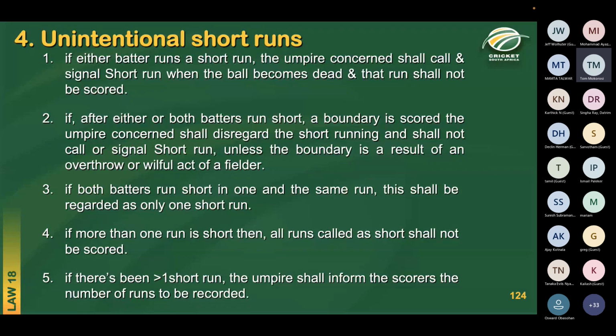If they have attempted 3 runs and 2 were short, then you still signal short run as per normal, but you will try and get a message across to the scorers that only 1 run should count because 2 runs were short. However, I think I did mention this in our first lecture. If after the first run is short, whichever umpire at whichever end the run was short, that umpire should call and immediately signal short run for all the players to hear.